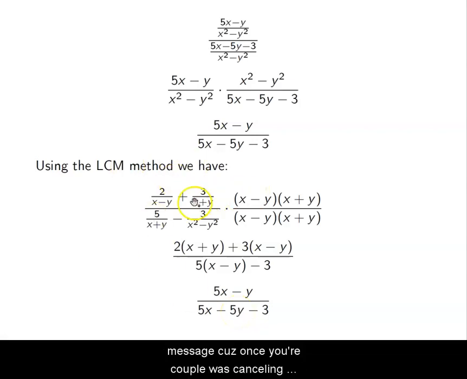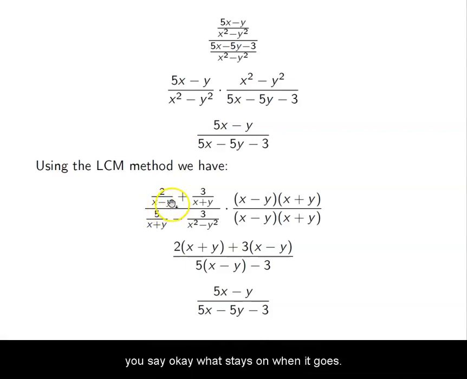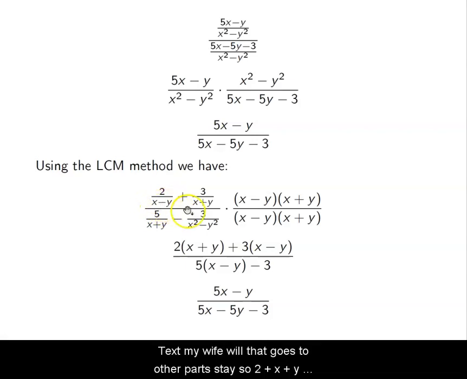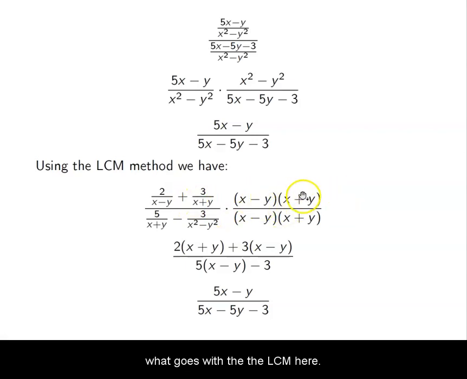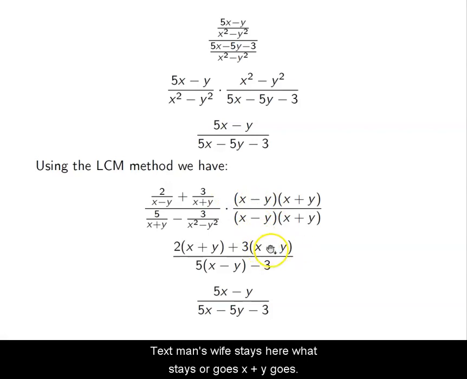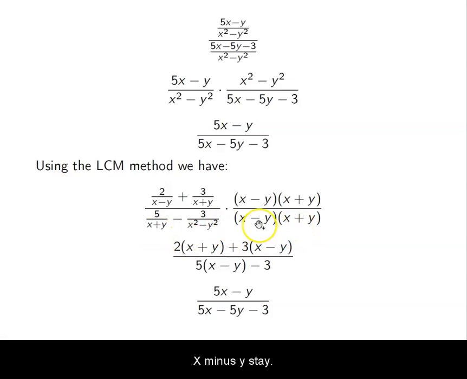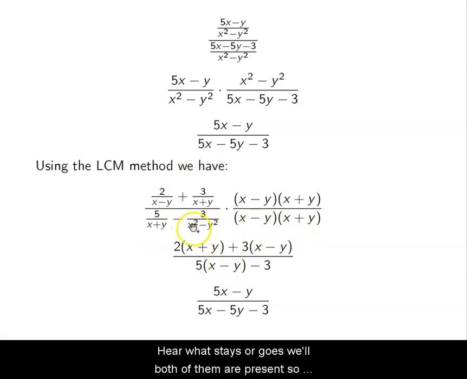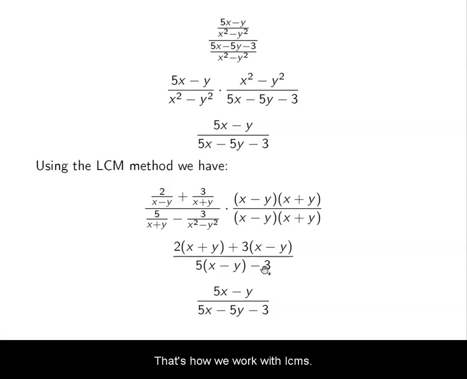So I prefer the LCM method because once you're comfortable with canceling everything out, you just look at your denominator and you say, okay, what stays and what goes? X minus y, well, that goes. The other parts stay. So 2 and x plus y. Here, what stays, what goes with the LCM here? X plus y goes away. X minus y stays. Here, what stays, what goes? X plus y goes. X minus y stays. Here, what stays, what goes? Well, both of them are present, so both of them go away, and I'm left with just the 3. So that's how we work with the LCM method.